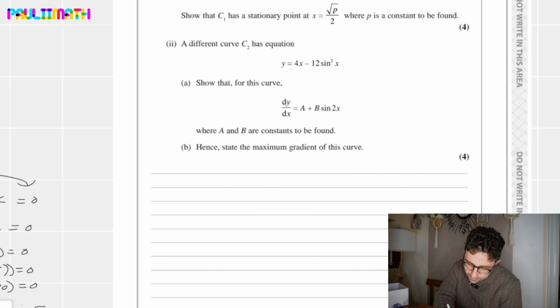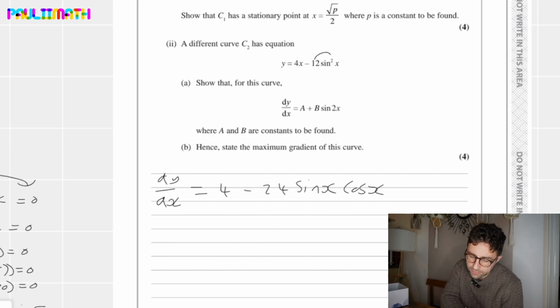Come on then. dy by dx is 4, chain rule, minus 24 sine x cos x. Done that a little bit on the quick side, but yeah, chain rule. For time, I don't want to go into too much detail. However, it's the same as 12 times sine x squared. So you're multiplying the two, take one off the power, and then multiply by the derivative of what's inside. Chain rule. It's not equaling 0 this time.